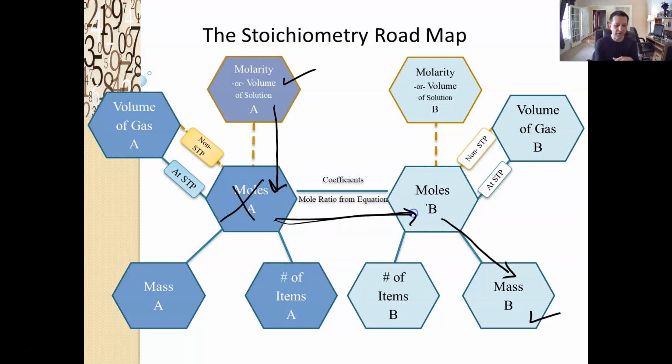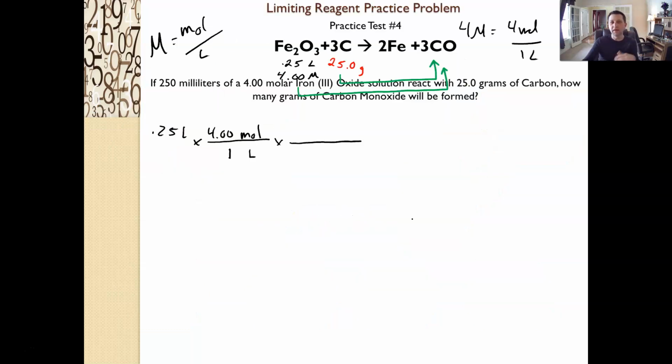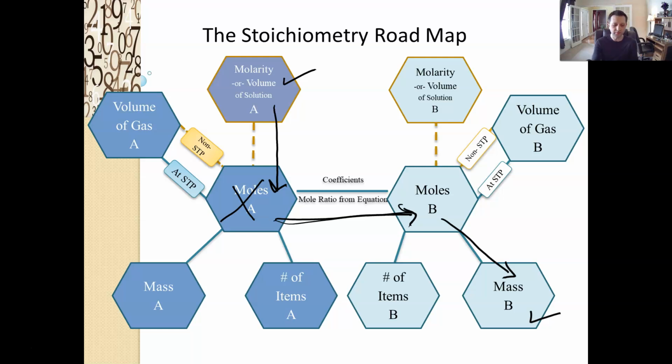Okay, now I need to go to moles of substance B. I know what substance B is because I did my scratch work up here, and my arrows are going to carbon monoxide. So I'm going to start incorporating my units here, and you should have had them earlier as well. But I want to cancel out moles of Fe2O3, and I want to convert to moles of carbon monoxide. Okay, and then I need to go here.